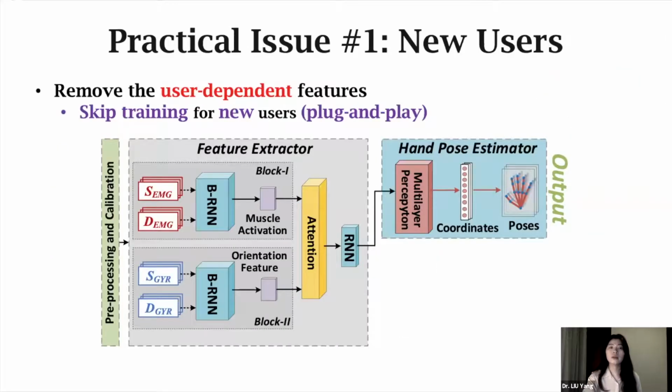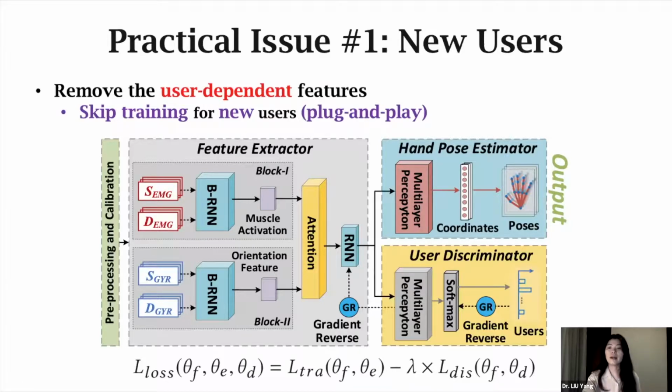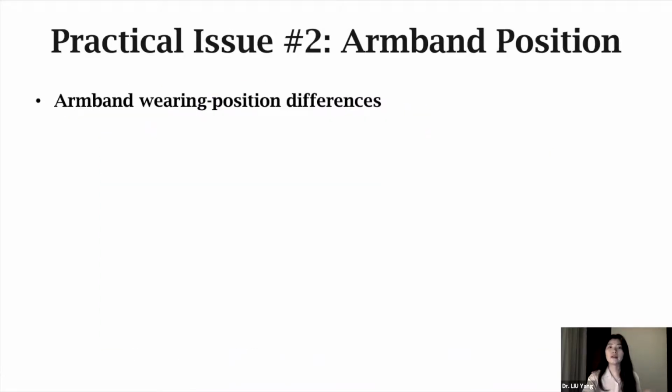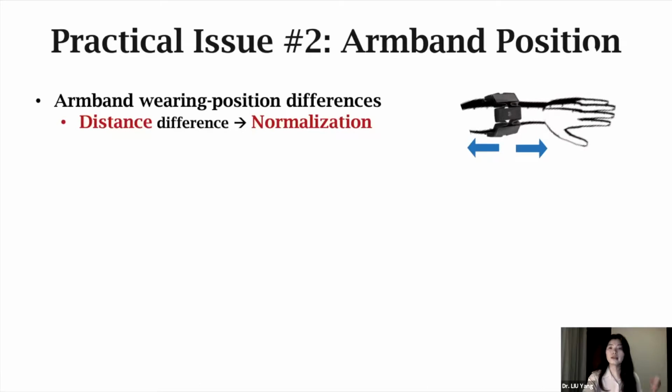In addition, we consider 2 practical issues. First, we provide a plug-and-play version for new users to directly use our model without training. Then we consider the armband position, because the position to wear the armband cannot be exactly the same each time. The first one is the distance difference between the armband and the wrist. This difference mainly changes the signal strengths, so we can utilize normalization to handle it.